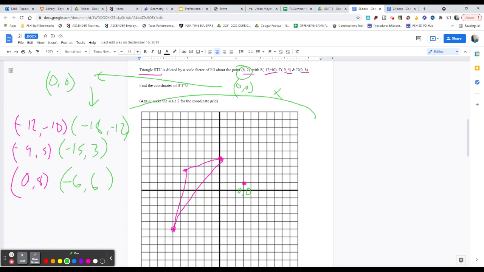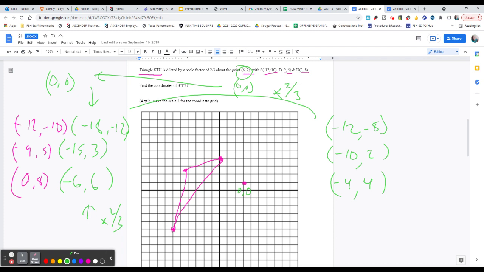So now what we can do is dilate our pretend points. We'll dilate all of our pretend points by our scale factor of 2/3. Negative 18 times 2/3 is negative 12, and negative 12 times 2/3 is negative 8. Negative 15 times 2/3 is negative 10, and 3 times 2/3 is 2. Negative 6 times 2/3 is negative 4, and 6 times 2/3 is 4. So we took all these numbers and we're dilating our pretend points, multiplying them by 2/3.